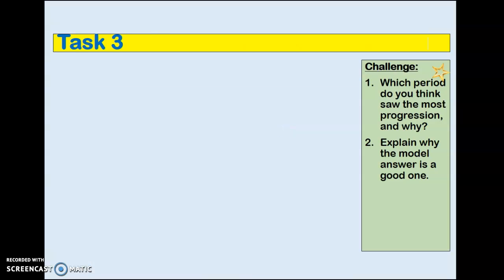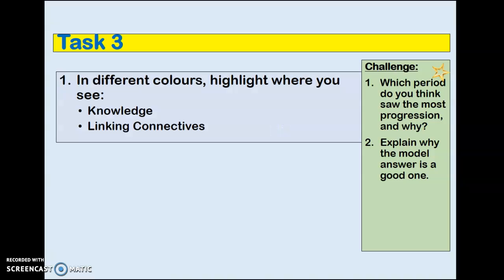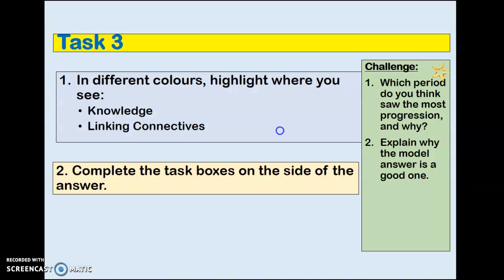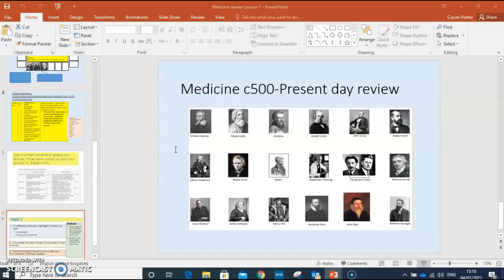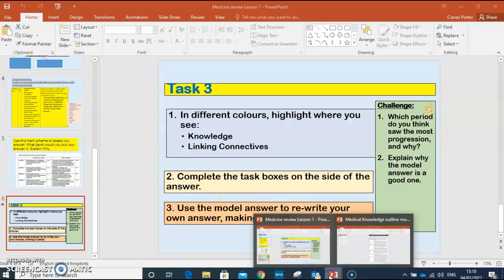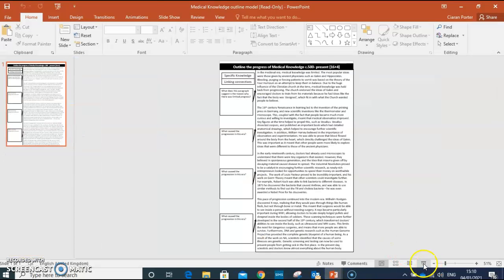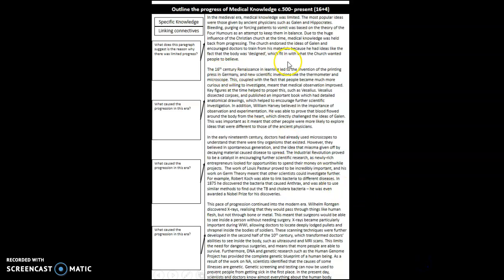Okay, on to our final task for this double lesson. I would like you to have a look at the model answer that I have provided to you on Show My Homework. Here is an example of it on screen. I want you to read through the answer and compare it to your one. I then want you to have a go at completing the tasks on the side of the answer. You can complete the answers in your pink book. There's no need to print this out.